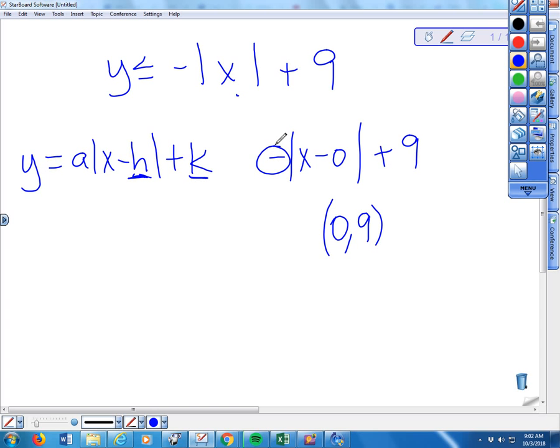Is 0 less than or equal to 9? Is that a true or false statement? True. 0 is less than 9. Okay, so the point 0, 0 would be included in the shading, and it is. So letter B is correct.